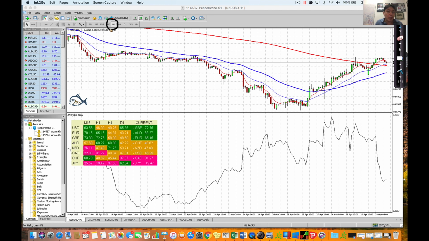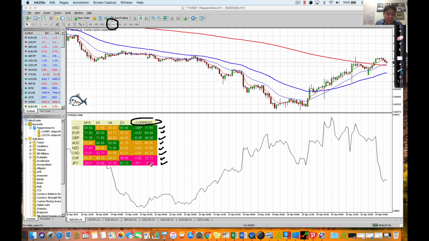Based on the H1 time frame, you can see what are the strongest currencies currently. You've got pound, Aussie, and euro. These are the strongest currencies. And then you've got New Zealand dollar and franc. And the two weakest currencies right now are the Canadian dollar and the yen. So they're all the 8 major currencies, and this indicator shows you the strongest to the weakest.